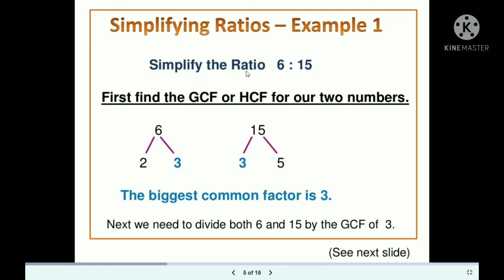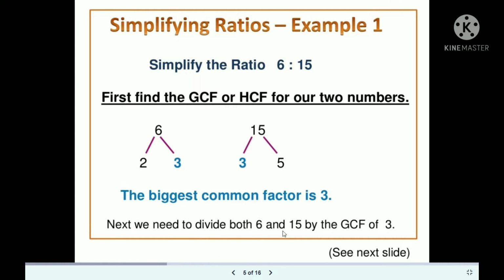Example, simplifying ratios. Example number 1. Simplify the ratio 6:15. First, find the GCF or HCF of our two numbers. So we have 6 and 15. The prime factors of 6 are 2 and 3. Ayan. So, alam po natin na both numbers are prime numbers. Okay? So, kapag prime numbers na po ang factors, okay na po yan. Now, let's proceed to 15. The factors of 15 are 3 and 5. So, the prime factors are 3 and 5. So, the biggest common factor of 6 and 15 is 3.